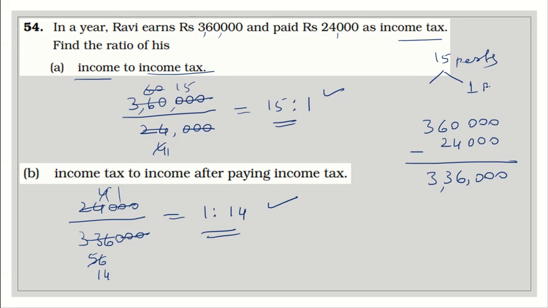When he is paying one part as income tax, what is left over out of 15 parts, where the total is 15 parts? This is how I got 15. So total 15 parts, in which one part he is paying as income tax, that means the leftover is 14 parts. So if I find this way from the first ratio, I can straight away say whatever is asked, income tax, that is one part, is to income after paying income tax, 14.